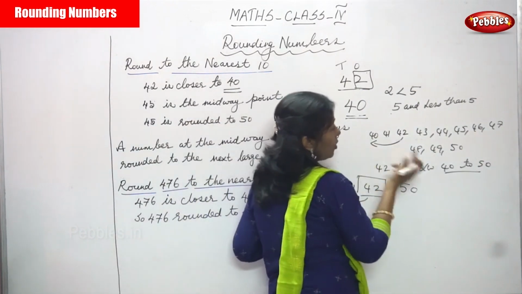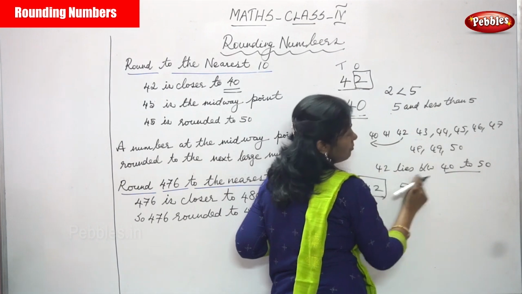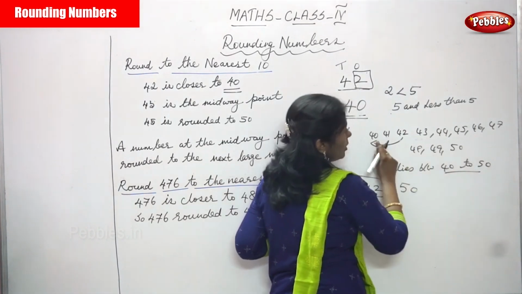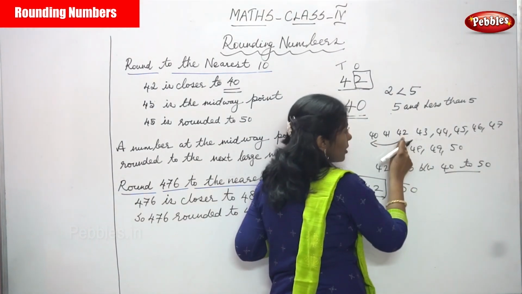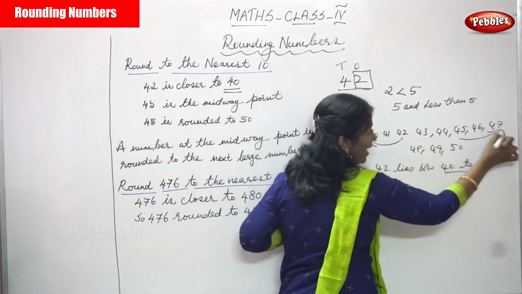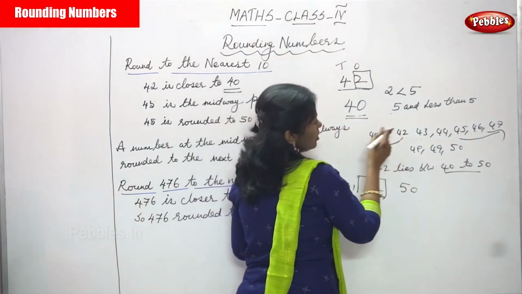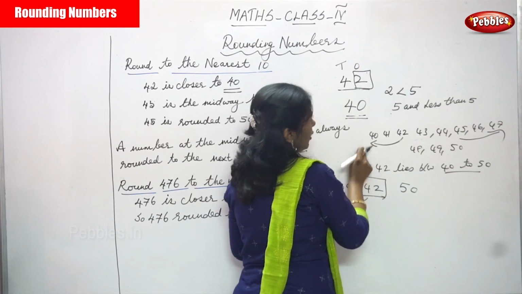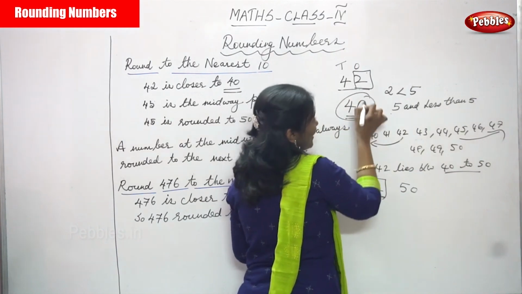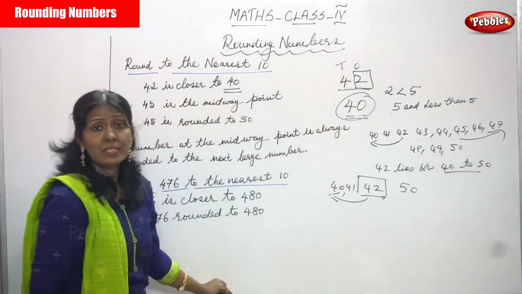I also told you 42 lies between 40 and 50. I have written the numbers 40 to 50. 42 is closer to 40, so you should not go backward, you should go in the forward direction. So 42 is closer to 40. That is why 42 rounded to the nearest 10 is 40. I have written 40 as the answer for this question.